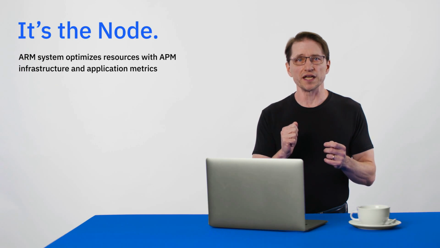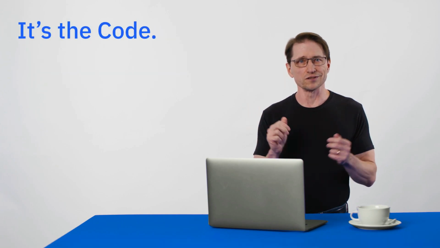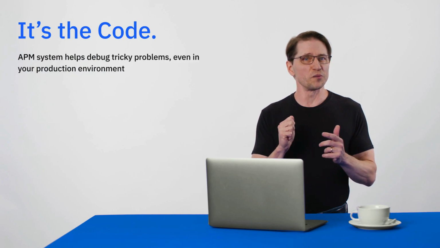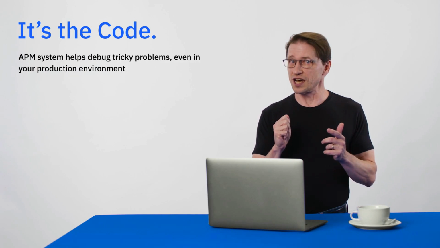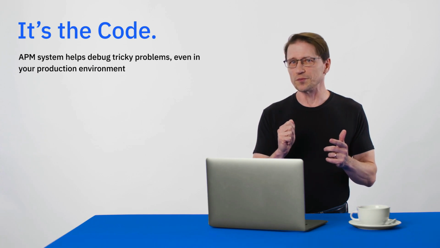The first I call It's the Node. Instead of relying on educated guesses, I'll show how an ARM system can use infrastructure and application metrics to optimize cloud resources for performance. The second I call It's the Code. As a developer, I know that better runtime diagnostics will make my job easier. I'll show how an APM system can help debug tricky problems, whether it's in a dev or production environment.